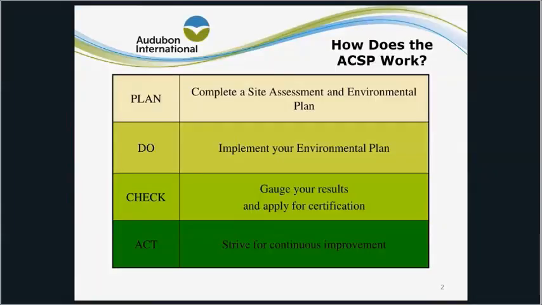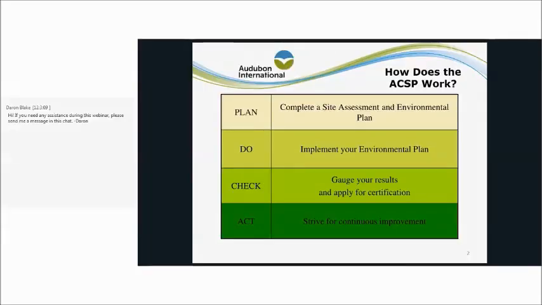So how does the ACSP work? We've set it up in this Plan, Do, Check, Act format that many of you may be familiar with when thinking about processes. You're basically going through this process, and it's a 4-step process that involves the site assessment, which is how to get started doing things, so implementing, gauging your results, and applying for individual category certification, and then continuing to do those results. And we're going to talk a little bit about how you go through each of those areas.